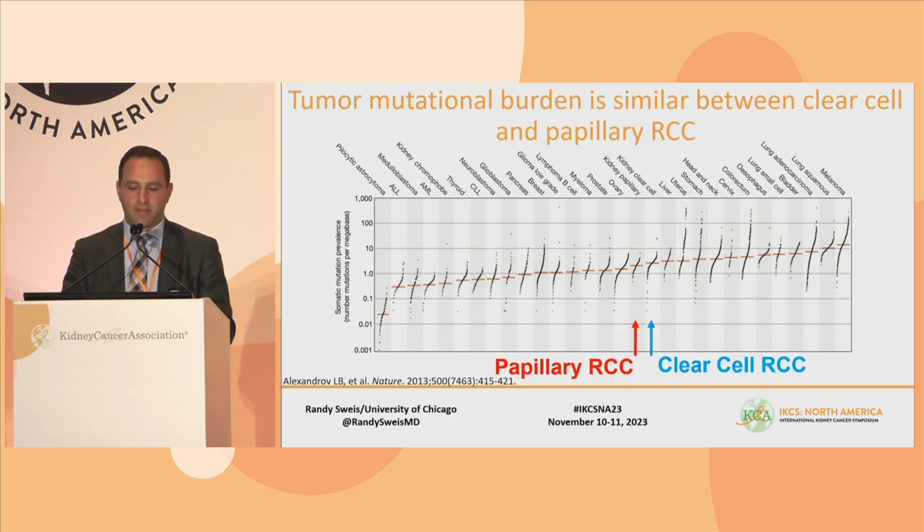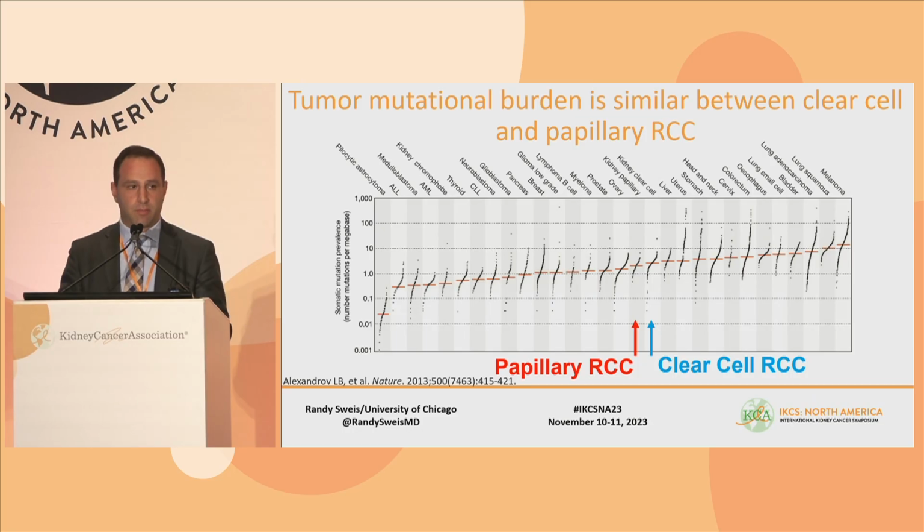But what we see is that papillary and clear cell fall right next to each other in terms of the median tumor mutational burden. Importantly, whenever people show this chart, it's important to point out that even if you look at the variation within tumors, you can see, for example, some melanomas that have lower tumor mutational burden than glioblastoma. In some cases, there's a wide variation within a tumor type. But anyway, just to level set, the mutational burden is very similar between the two.